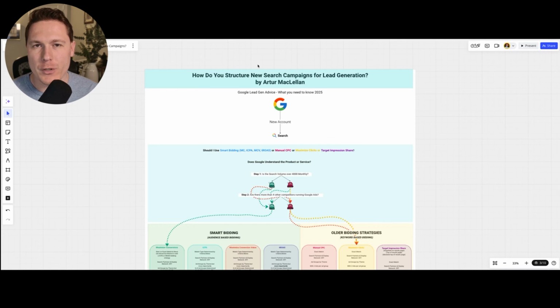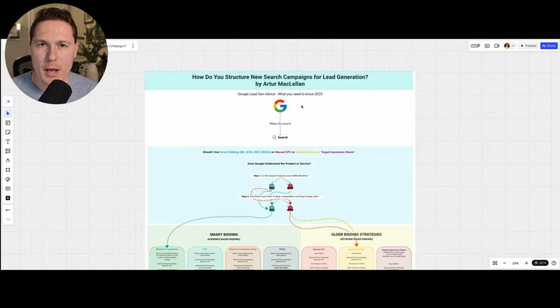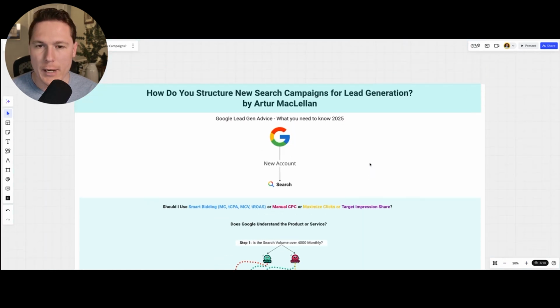You need to know in 2025. I'm going to go through this resource that I just put together: how to set up and structure your campaigns, why and when to do what to do, and how to ultimately set up your Google ad campaigns for success, specifically for lead gen. This is a question that I recently got from a consulting client, where they were asking, how do you structure your campaigns?